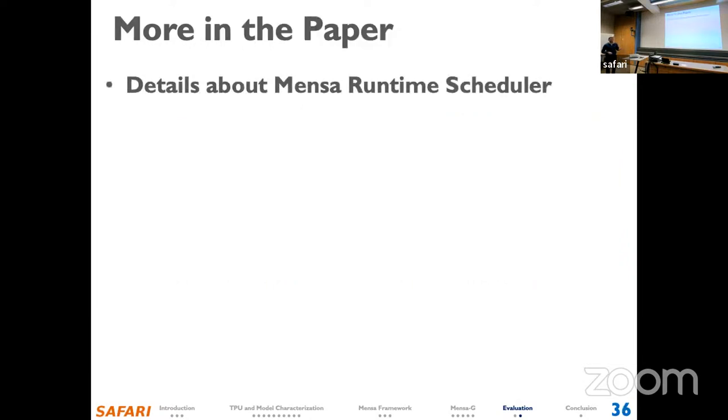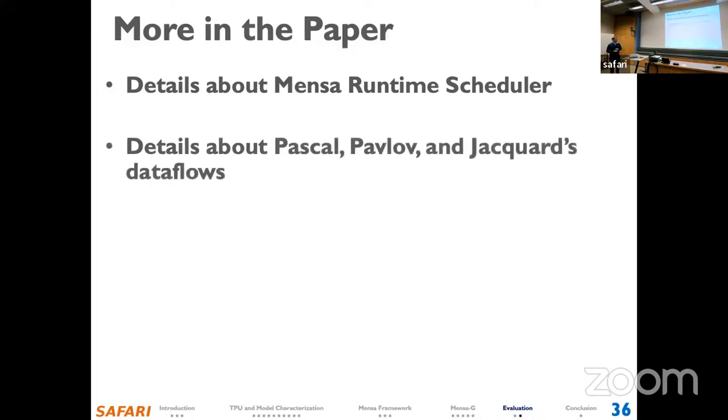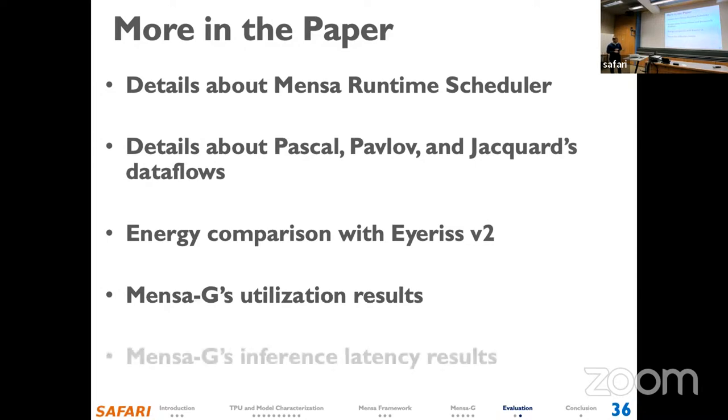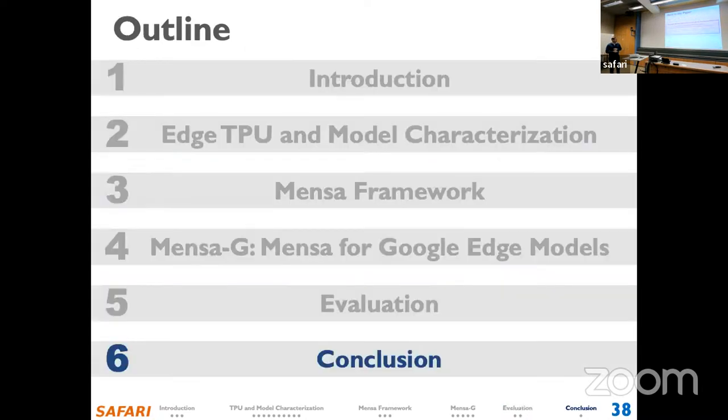So we have way more things in the paper that I didn't have time to cover over here, for example, the details about the runtime scheduler, details about the data flows of each one of the accelerators, the energy comparison with the Iris versions 2, and also some utilization results for our proposed accelerator. Yeah, and also the inference layers, of course. And all of that is in the paper. So before I conclude, are there any questions?